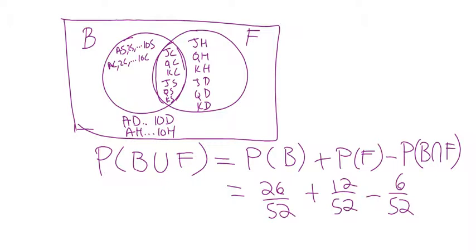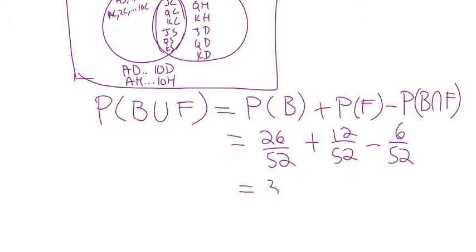Okay, so here we go. We got 26 plus 12 is 38, minus 6 is 32, which reduces to, what, 4 goes into them, 8 out of 13.